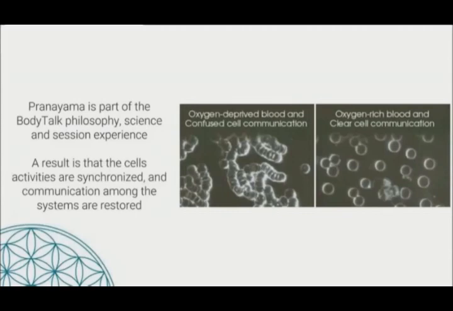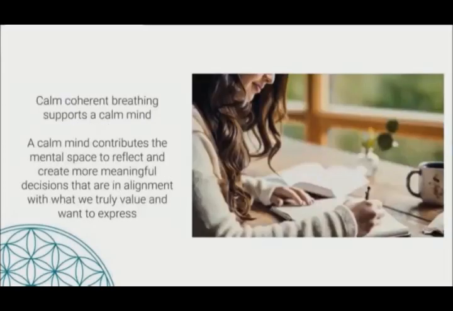In this picture here on the left, we can see oxygen-deprived blood and confused cell communication. And on the right, we see oxygen-rich blood and clear cell communication. It's improving the sentience of the cell, as to where on the left you can see that they're all kind of confused about what their role is and lumped together. And on the right, you see this individualization of the cell's roles, clearly knowing what to do and where to go. Calm, coherent breathing supports a calm mind.